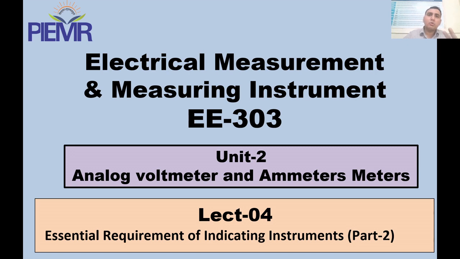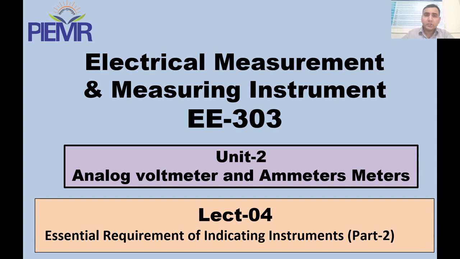Okay, we talked about two types of controlling force: spring control, and second, gravity control. In gravity control, we talked about how gravity acts as the controlling force. And spring control acts as a natural means to move the pointer backward to its original position, as a spring enactment.